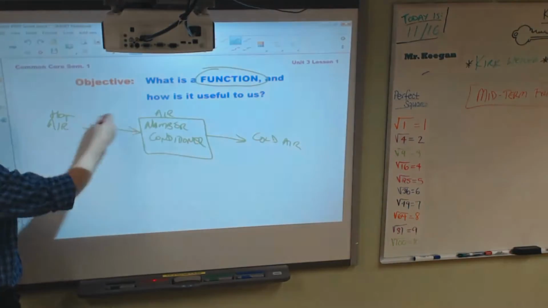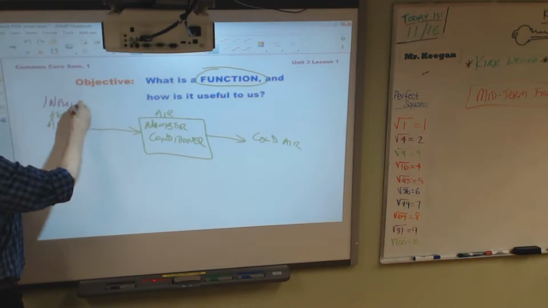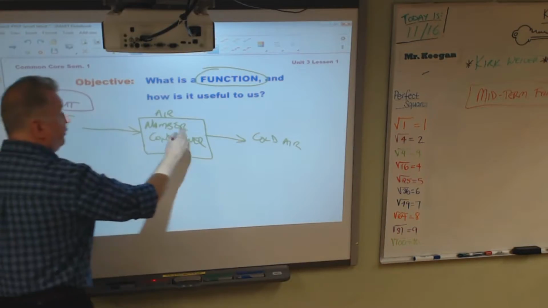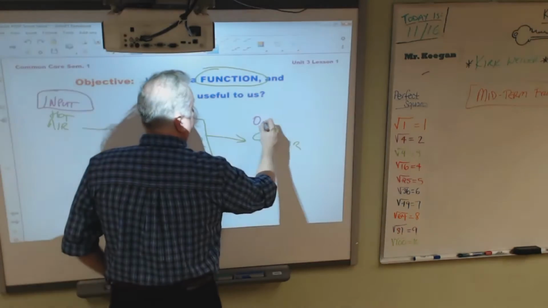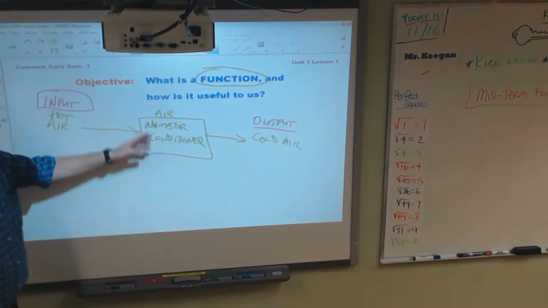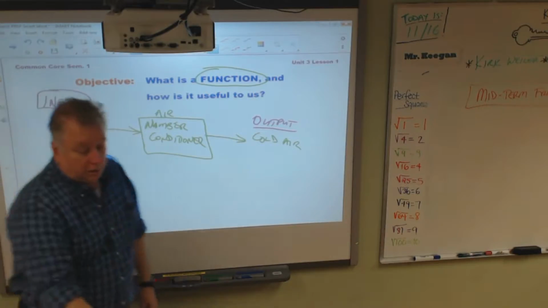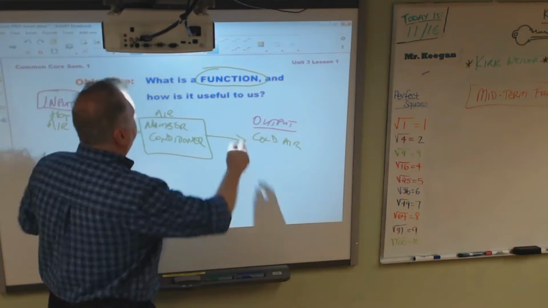So the input is hot air. It takes in hot air, it does something to it, and then spits out as the output cold air, right? So instead of an air conditioner, I tend to think of functions as number conditioners, meaning it takes a number in, it does something to the number, and then it spits out some other number, okay? Got the idea? Let's look at the examples here that I gave you.